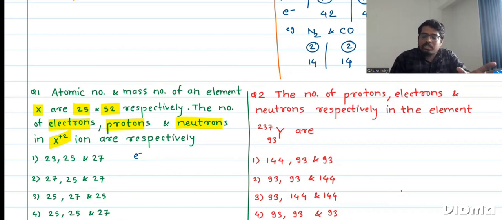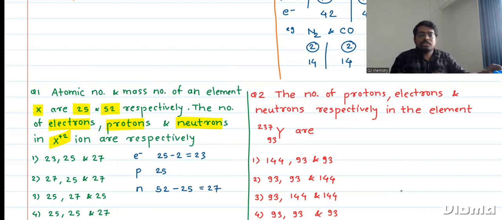The atomic number is 25, so 25 minus 2, which is equal to 23 electrons. Because the charge on the ion is plus 2, it means 2 electrons are less. So the total number of electrons is 23. Now let us find the number of protons. The number of protons is equal to 25, and the number of neutrons is the mass number 52 minus 25, so the number of neutrons is equal to 27. So the correct option is the first option.